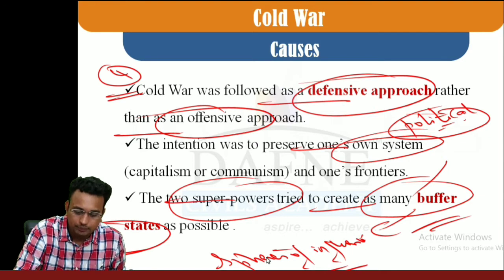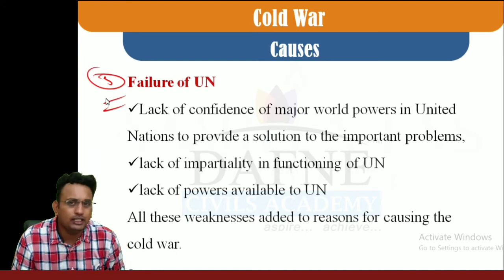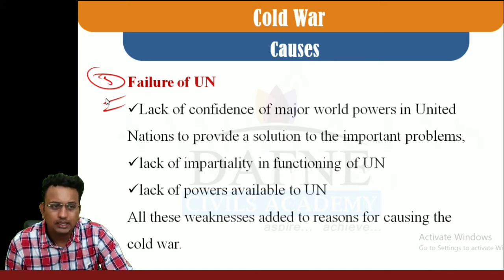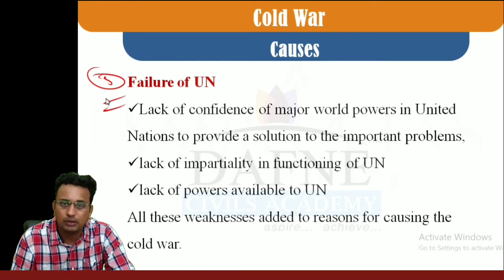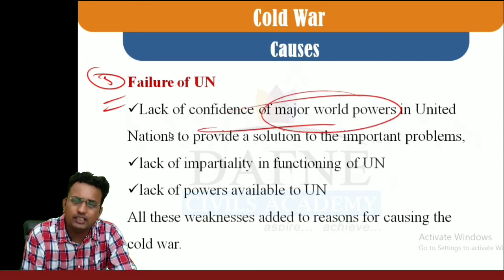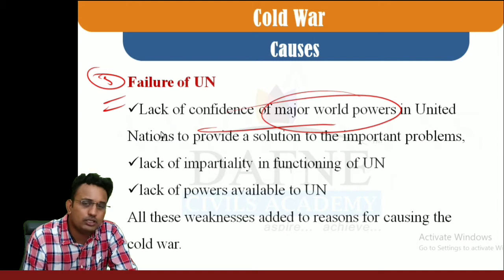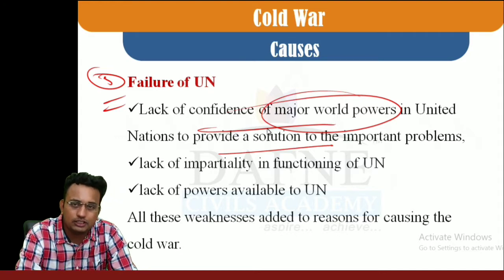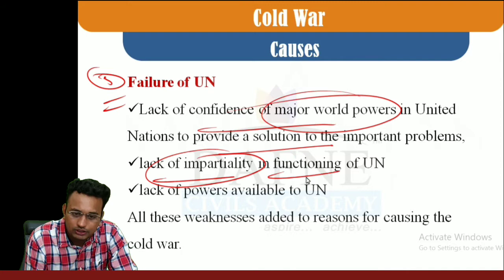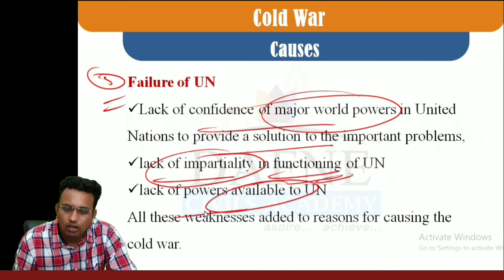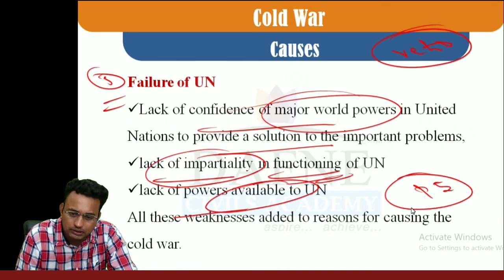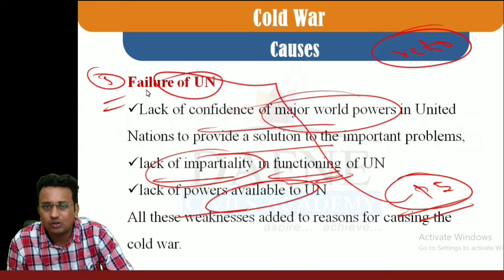Okay, fifth reason, you can say UN failed. I mean, UN was successful; last session we saw the success of UN. But UN was not successful in controlling the tensions between these two superpowers, US and USSR. Lack of confidence: neither US nor USSR believed in the United Nations to provide a solution, it might be because the League of Nations, an earlier international institution, had already failed. Next, lack of impartiality in the functioning of UN, lack of powers available. And more importantly, both are veto countries, both are P5 members. So it was controlled to an extent, we can say.